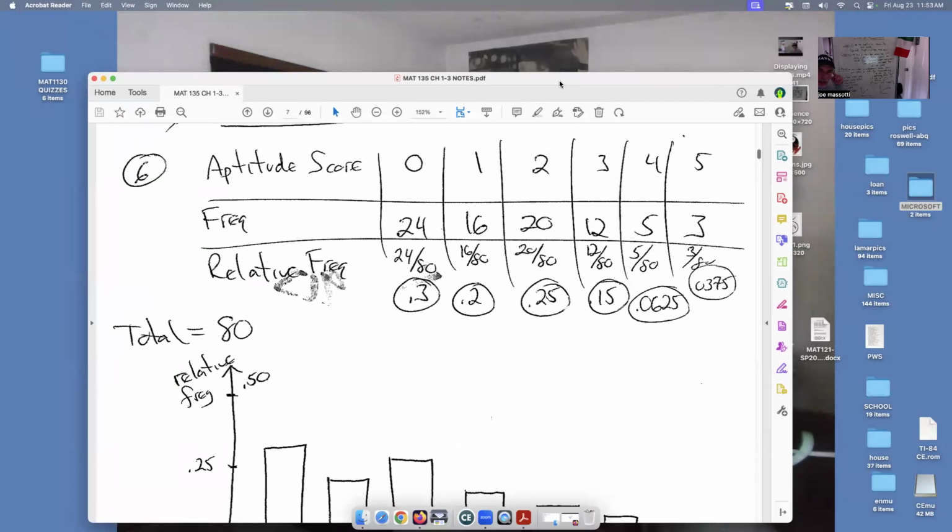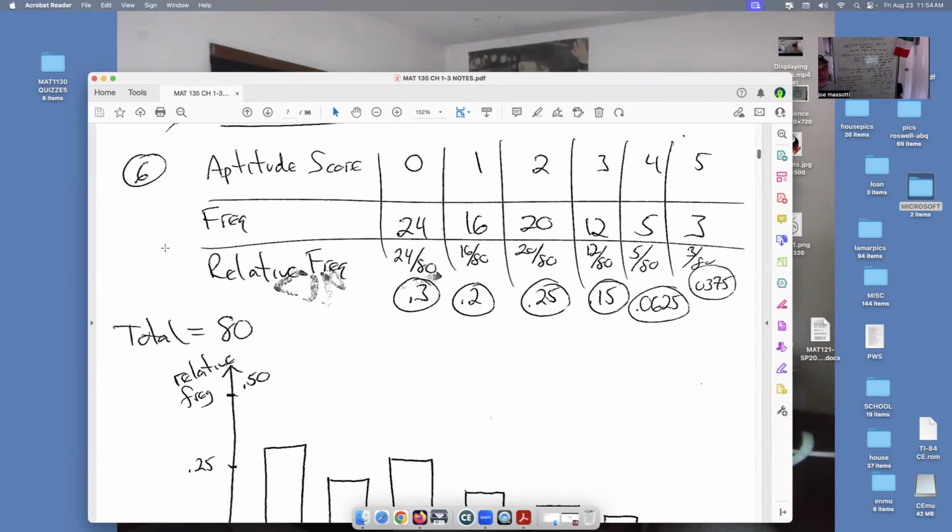So here we're talking about some variable. The variable here is the score obtained on some sort of exam or aptitude test. And the possible scores here are 0, 1, 2, 3, 4, and 5. So the variable is the score on the aptitude test. The individuals in this sample are the 80. If you add up these numbers, you're going to find 80 individuals who took this test. The variable is the score on the test.